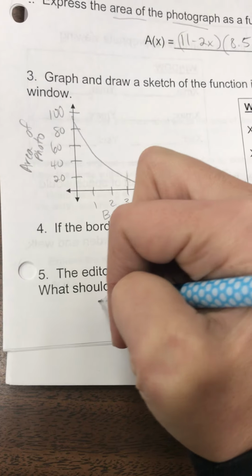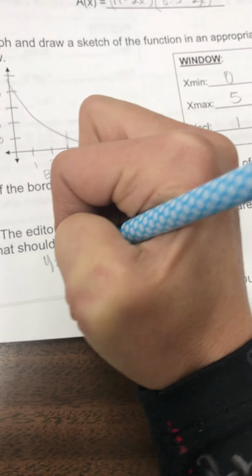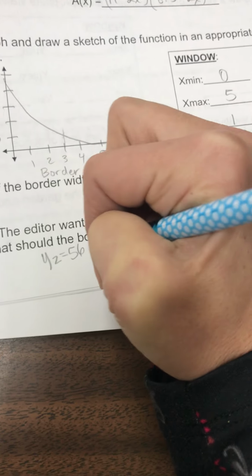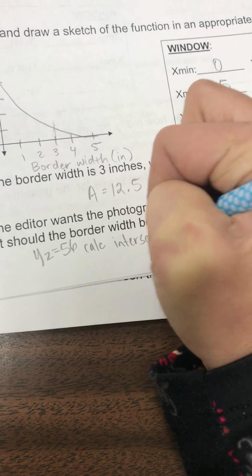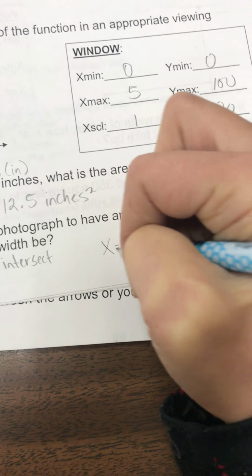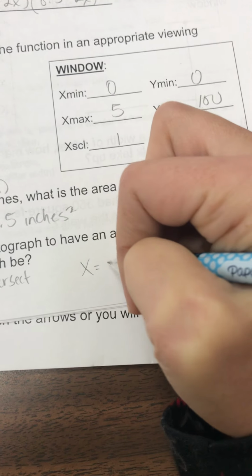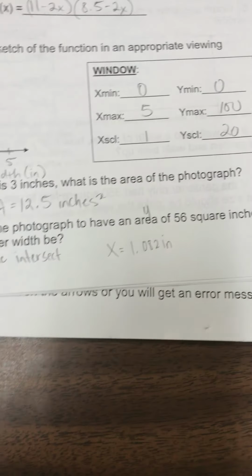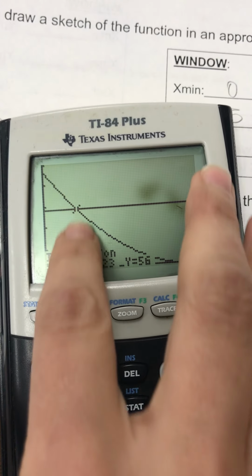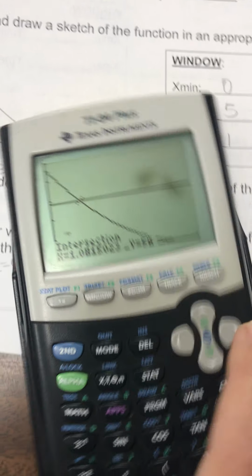So write on your notes that in your Y2, you set it equal to 56 in your calculator. And then you go to intersect. When you find your intersection, your X value is going to equal 1.082 inches, because that's what we got right here in the intersection of those two lines. Okay, so that's it.